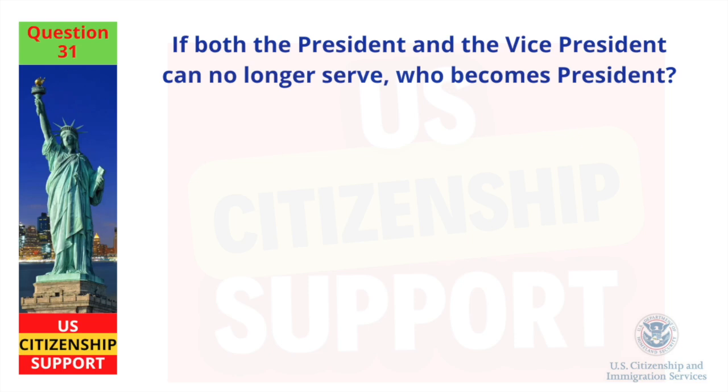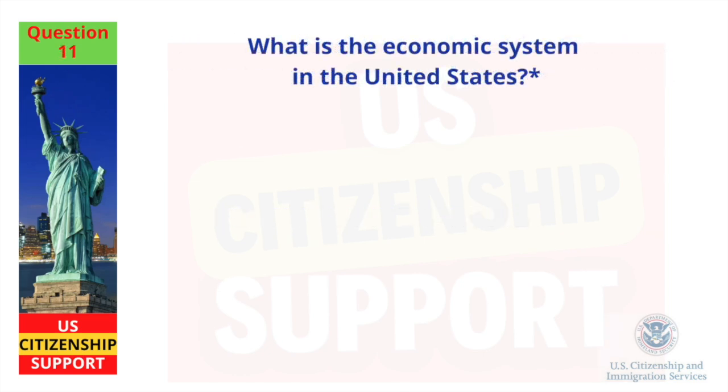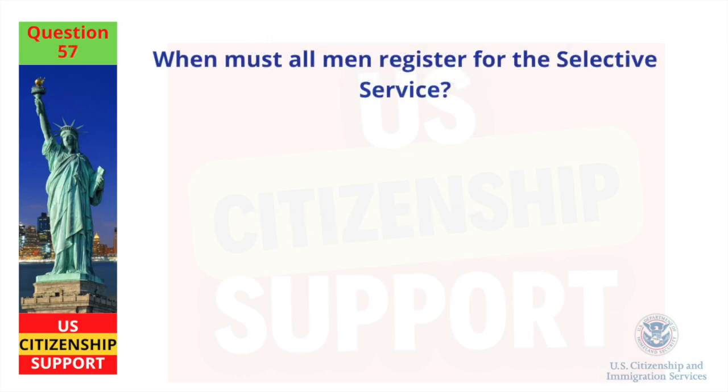If both the president and the vice president can no longer serve, who becomes president? The Speaker of the House. What is the economic system in the United States? Capitalist economy. When must all men register for the Selective Service? At age 18.